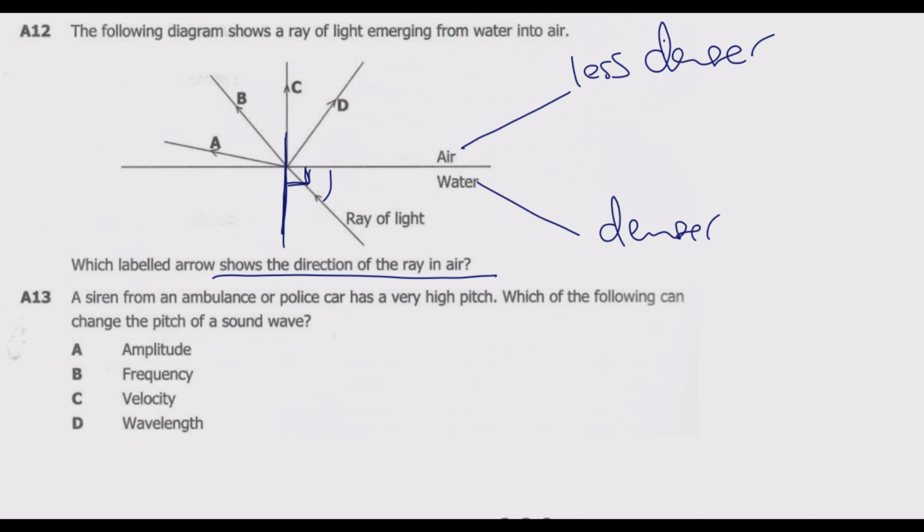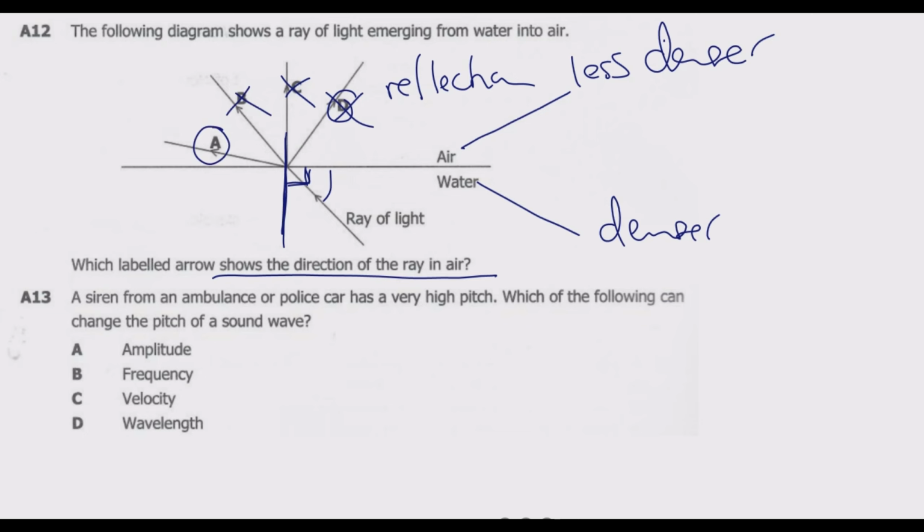We know D is not correct. This is a reflection, which is the bouncing back. Then C is incorrect because it's following the perpendicular line, which is the normal, which is not true. Then B is maintaining the same path, meaning the two media are the same. So B is incorrect. So we know that A is the best answer.